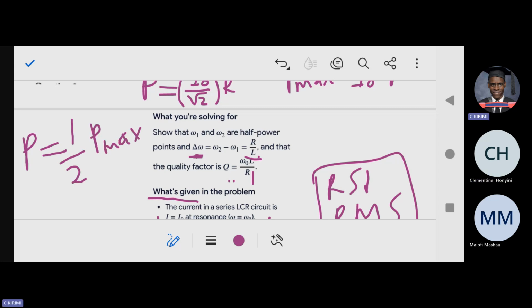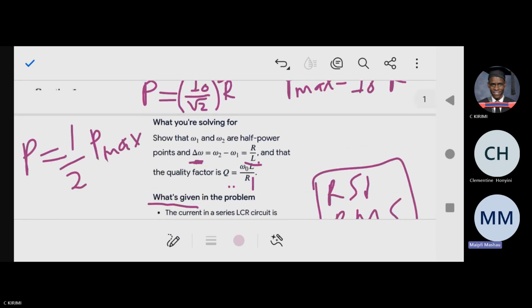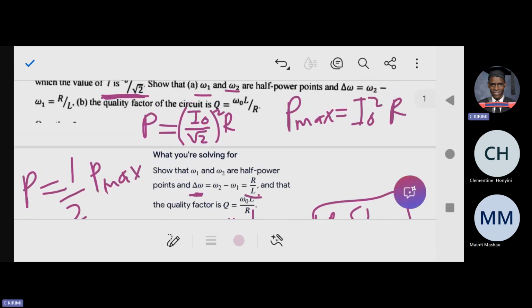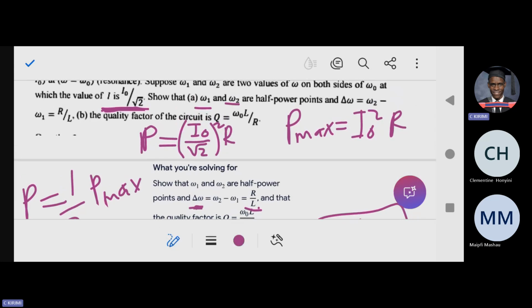P max. Are we together? So how do I calculate the power at the point? So this is the power at that point. Same point, omega 1, omega 2, the power at that point. But in general, P max is this one.